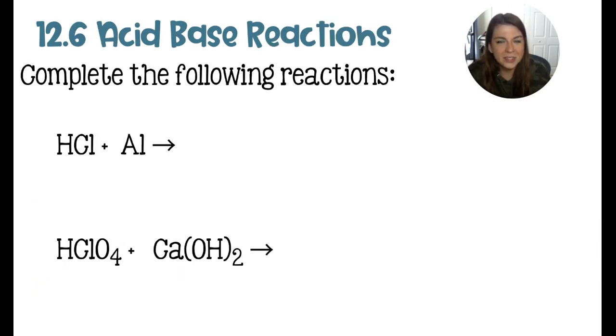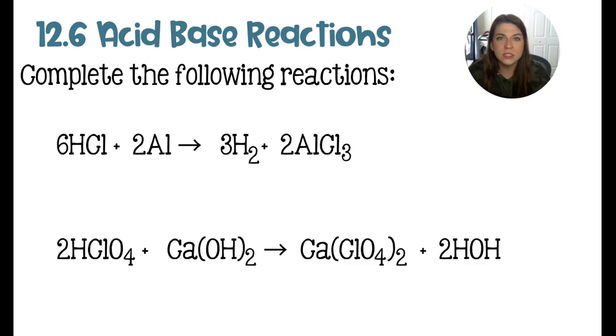Up next are acid-base reactions. Your task is to complete the reactions. First up, we have a single replacement reaction between an acid and a metal, which will always yield hydrogen gas and some ionic salt. So in this case, we would be left over with aluminum chloride. This is just a simple single replacement reaction. Whether you knew it was an acid reacting with metal is really not important to how you would solve that.